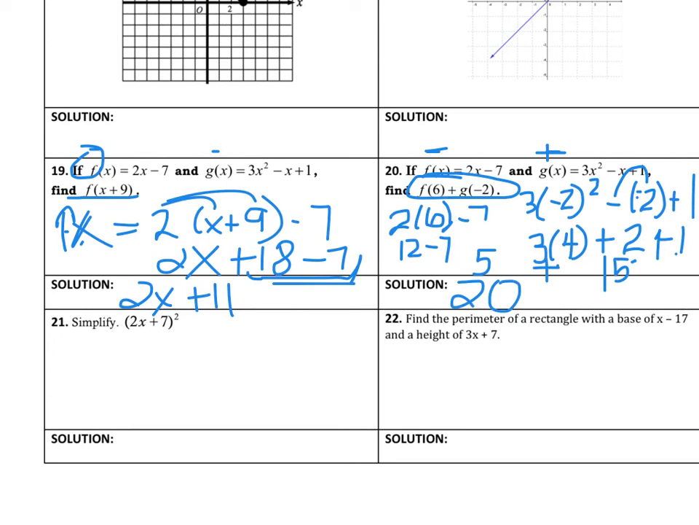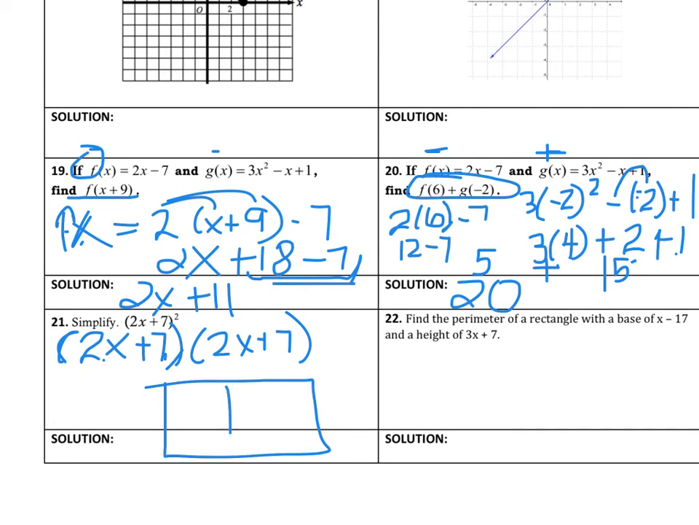Number 21 is also a square problem, but remember what that means to square something. It's to multiply it by itself. So 2x plus 7 times 2x plus 7. Then I can use the box to do that. So I can set up a box that looks like this. And I'm going to put 2x and 7 over here.